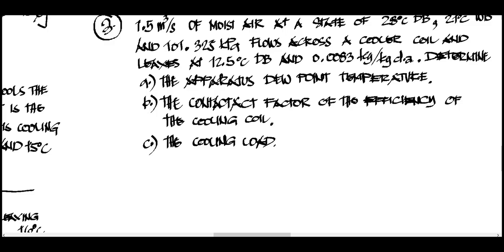So the next problem we have here is number 3. We have 1.5 cubic meter per second of moist air at the state of 28 degrees Celsius dry bulb, 21 degrees Celsius wet bulb, and 101.325 kPa atmospheric pressure, flowing across a cooling coil and leaving at 12.5 degrees Celsius dry bulb and 0.0083 kilogram per kilogram of dry air. Determine A, the apparatus dew point temperature, the contact factor or the efficiency of the cooling coil, and the cooling load.